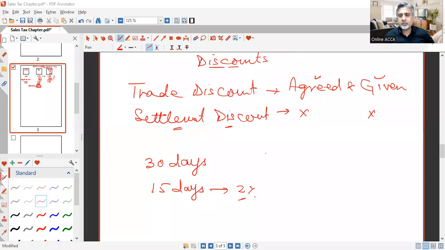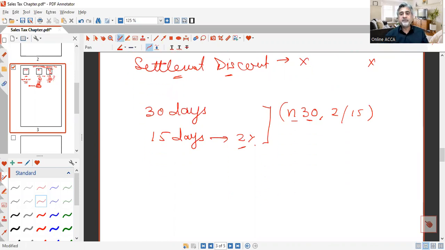How do we write down this actually? We call it N30, like normal days are 30, and then we say 2/15, like this. This is the standard term, N30, 2/15, which means normal is 30 days. If you bring money within 15 days, I will give you 2% extra. So now at the time of sale, we do not know whether the customer will bring the cash within 15 days or not, or whether we will give him 2% or not.